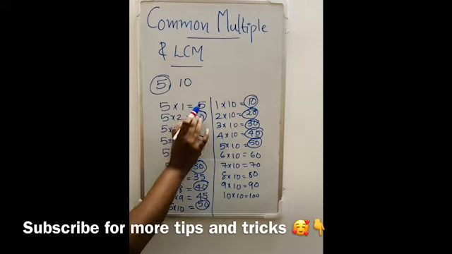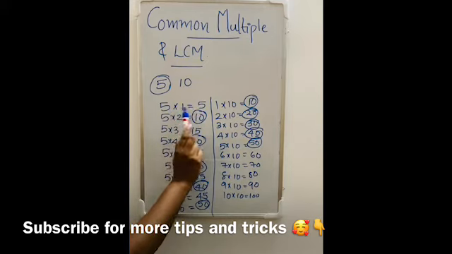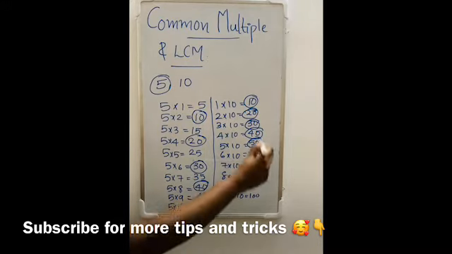And what about 5? 5 is not a common multiple. Why? 5 is present in 5's table only, right? In 10's table you can't see any 5, right? So it's not a common multiple. So these are the common multiples, right?